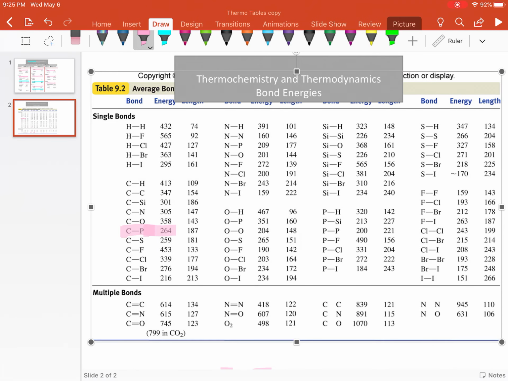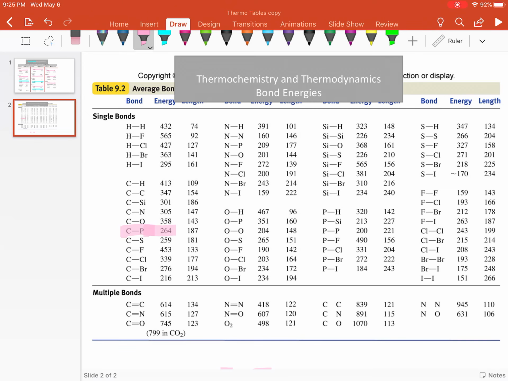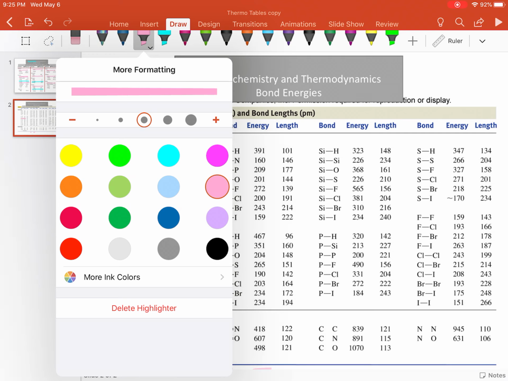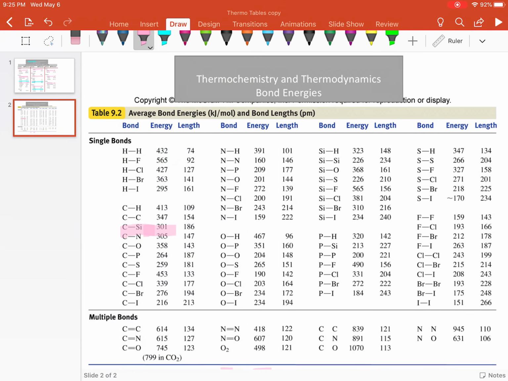All right, let's grab some data from our table. So we need our carbon dioxide. And see, it says down here 799 in, oh, I'm moving stuff here. I didn't mean to do that. All right, so it says here 799 in CO2. So let's write that down. That's 799 for CO2. And then we were looking for OH, and that is 467.